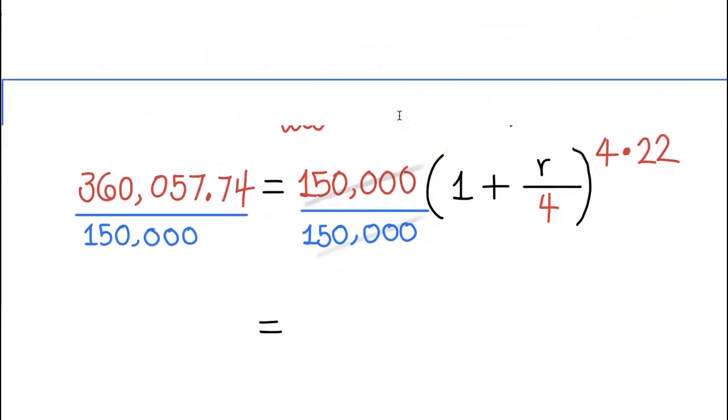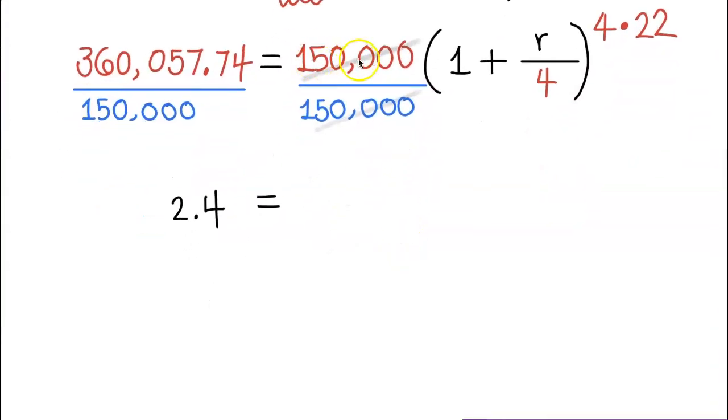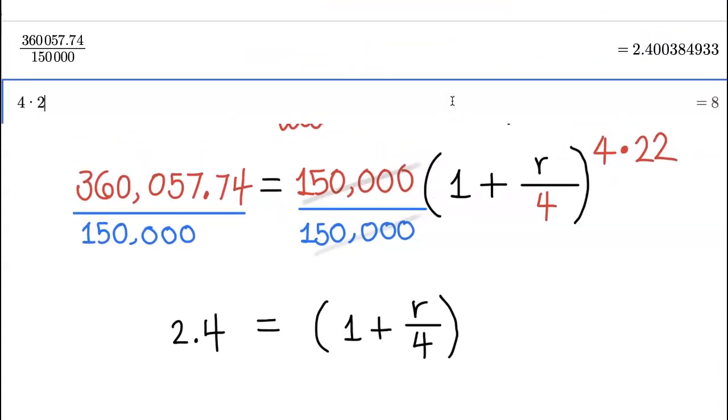So I'm typing $360,057.74 divided by 150,000. And that number came out to be 2.4. So I'm going to write 2.4. And let's continue. With that 150,000 gone, the only thing that I have on the right side is 1 plus r over 4, raised to the power. Now look, I'm just going to multiply 4 times 22. If you do 4 times 22, you will get 88. So the exponent is 88.